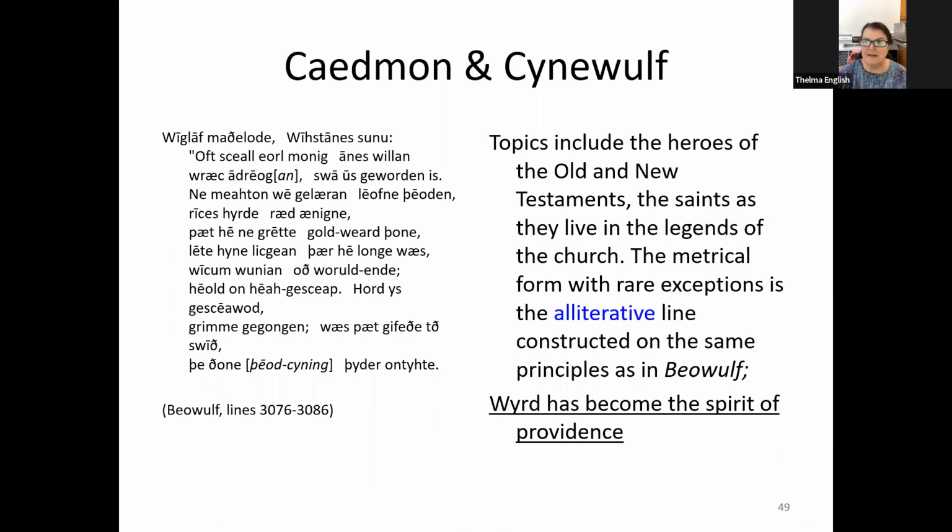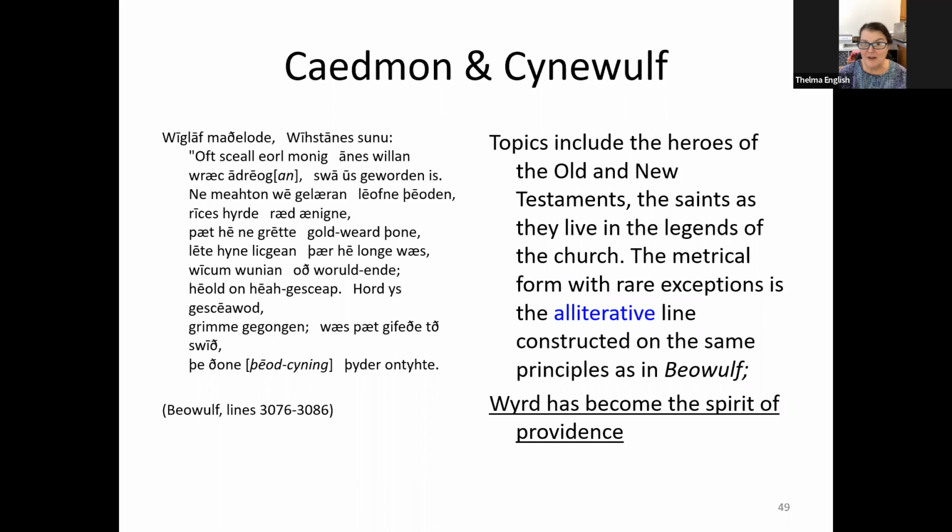Caedmon and Cynewulf. Here you see on the left, Wiglaf. You can tell Wiglaf's name. You're going to meet him this week, and you probably cannot read Beowulf in the Old English there on the left. But you can listen to some Old English in a sound file in session 1 if you want to.